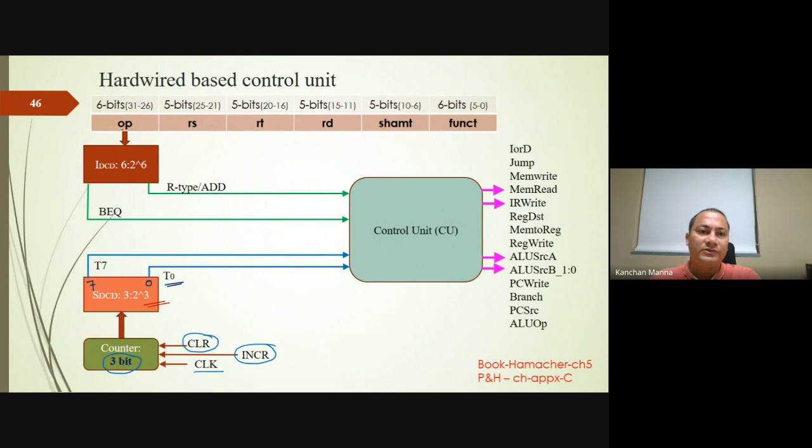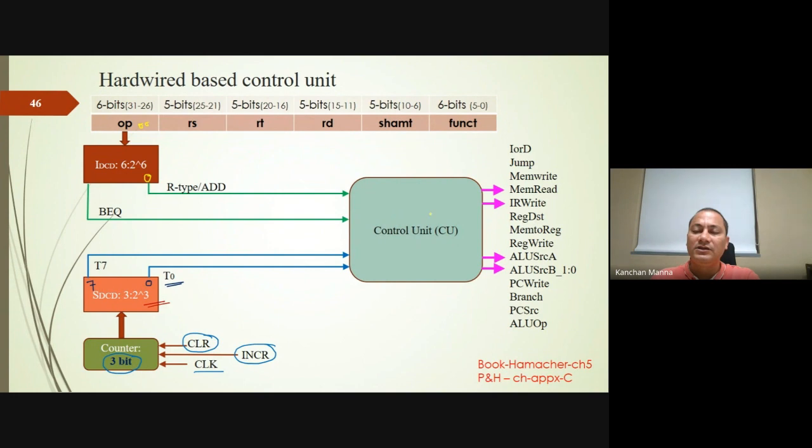In that way, you see we have here the opcode that is 6 bits, and we have the 6 to 2 power 6 decoder. We will generate this symbol. Let's say if it is an R type instruction, then the opcode would be all 6 zeros. Then this is the 0th output, and that time this line would be activated. Similarly, when it is some other value, the corresponding line would be activated.